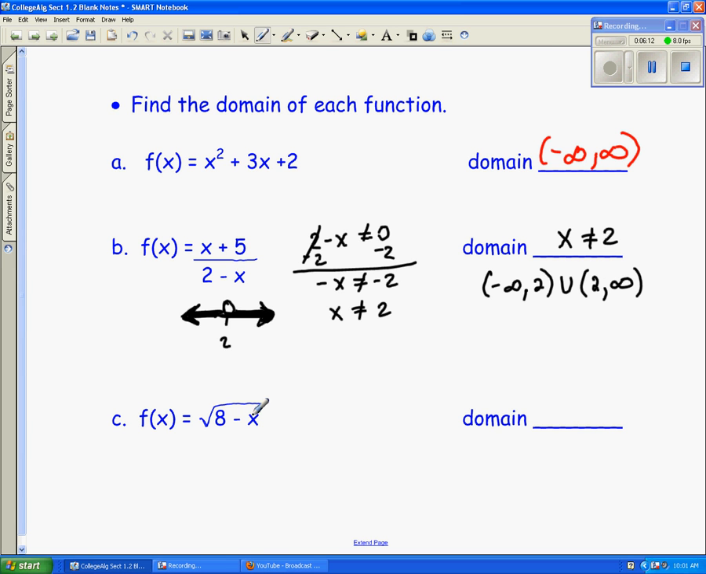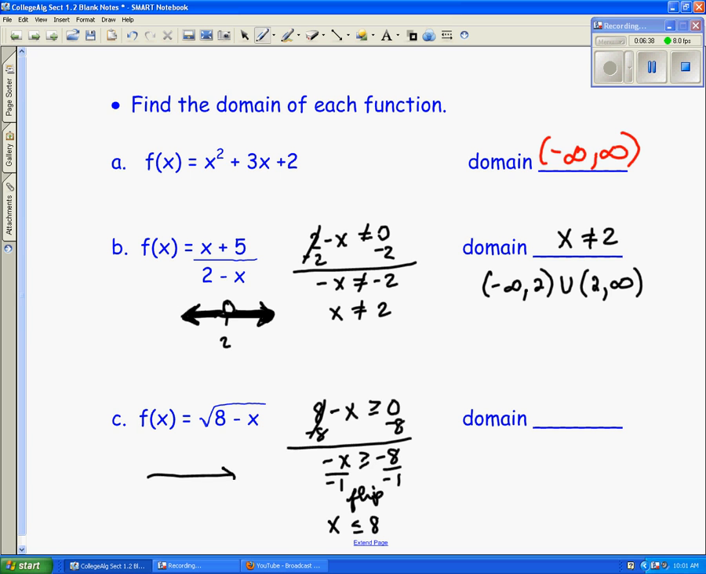C says if there's a variable under the radical, then that's also our other exception. So we take x minus 8 and we set it greater than or equal to 0 and solve. Divide both sides by negative 1. Remember, when we divide, we're going to have to flip our sign right there. So we get x is less than or equal to 8.